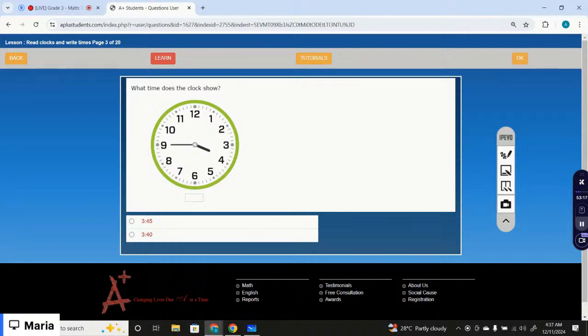What time does the clock show? Which is the correct option? The correct option is option number 1, that is 3:45. Option number 1 is the correct option.